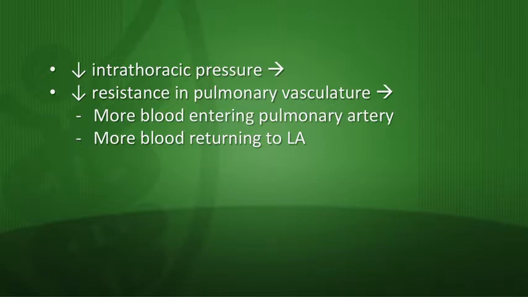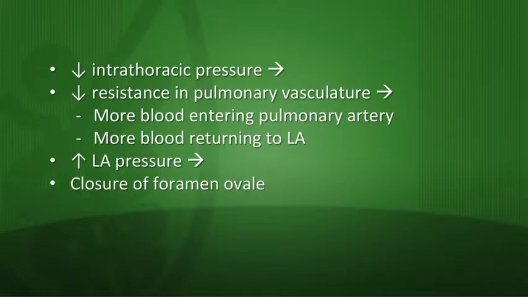So decreased resistance in the pulmonary vasculature eventually causes an increase in the left atrial pressure. So now the left atrial pressure is higher than the right atrial pressure. And that causes the foramen ovale to close. That higher left atrial pressure basically pushes the septum primum up against the septum secundum so that the passage between the atria is now closed.